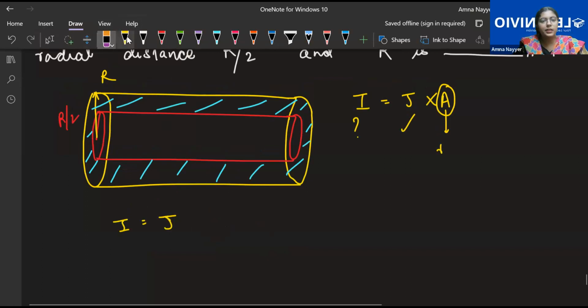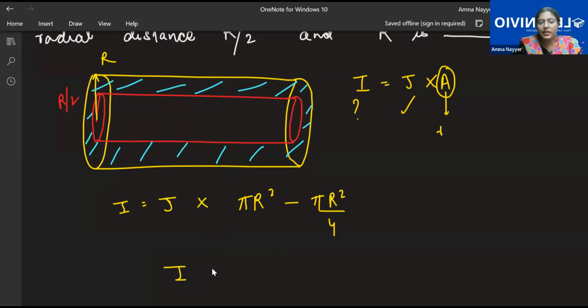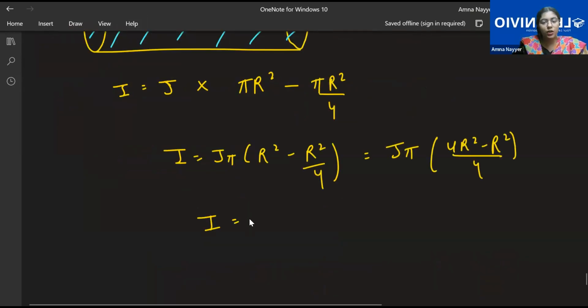If I write it in two steps, it will be like this. See, this will be current density into what is the area? Pi r square minus pi r square by 4. So from here, if I take J pi common, I'll be left with r square minus r square by 4. You take this LCM, you will be left with 4r square minus r square by 4. What is 4r square minus r square? 3r square. Current is equal to J into pi into 3r square by 4. So a little limited value.